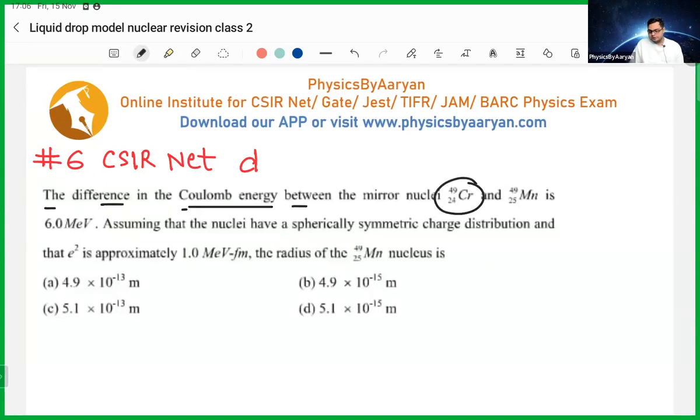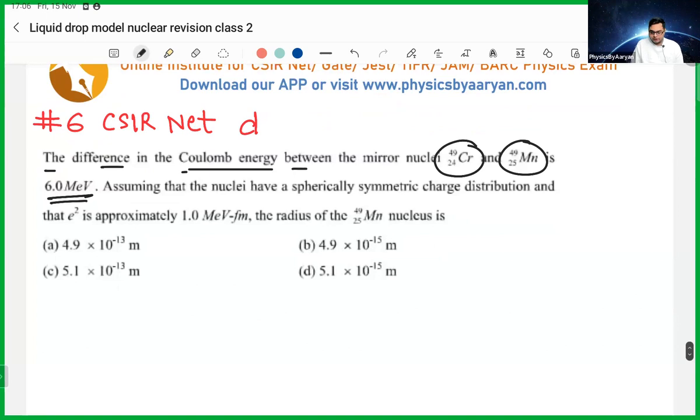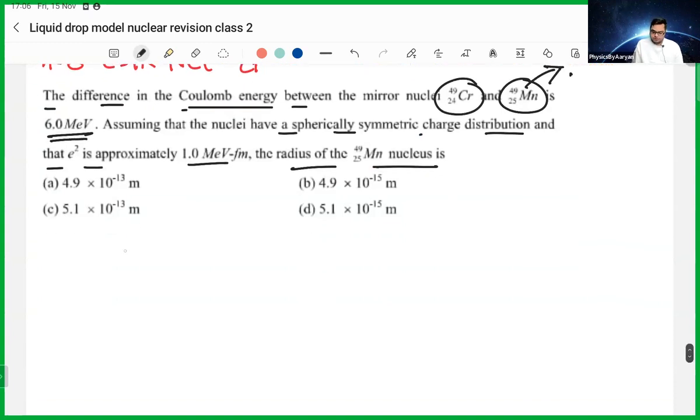between the mirror nuclei. So the difference between the Coulomb energy is actually given. Assuming that nuclei have a spherical symmetric charge distribution and then e square is approximately like this, what is the radius of this? इसका radius क्या होगा? ठीक है. What is the radius for this? Difference in the Coulomb's energy. What is Coulomb's energy formula? Coulomb's energy formula is Z into Z minus 1 by A^(1/3).